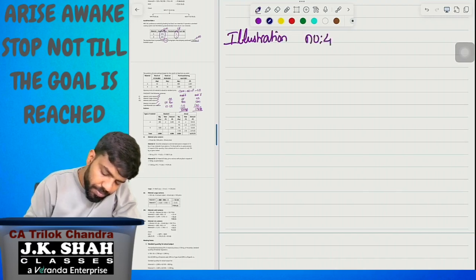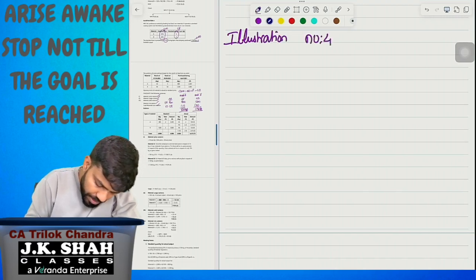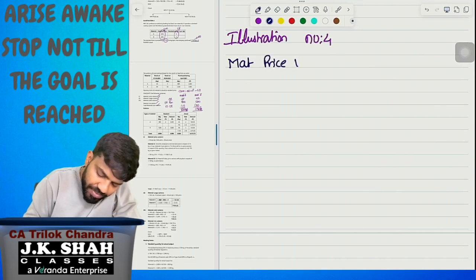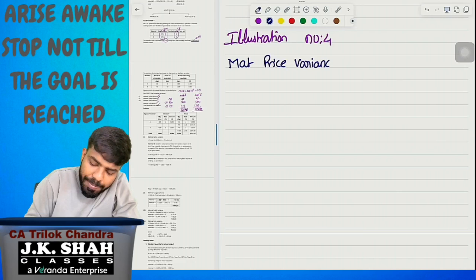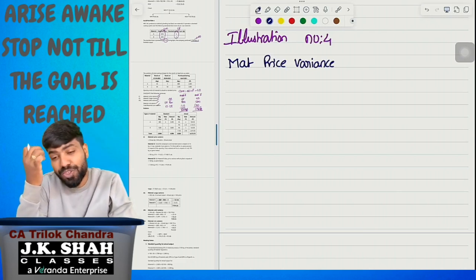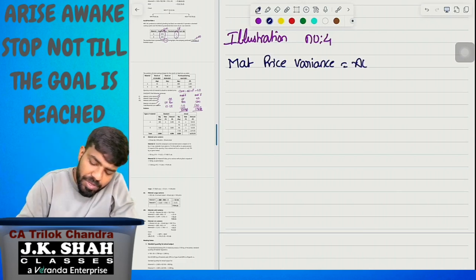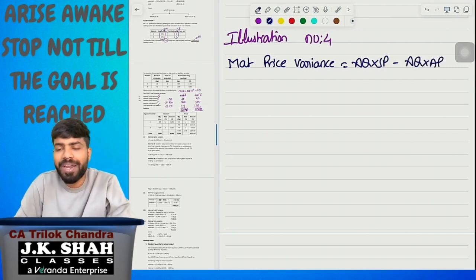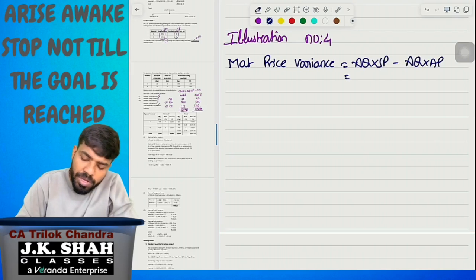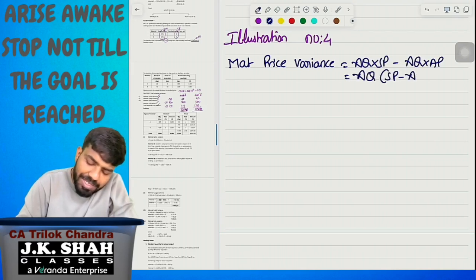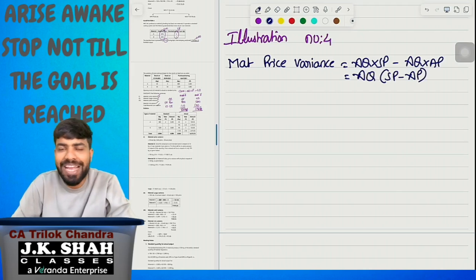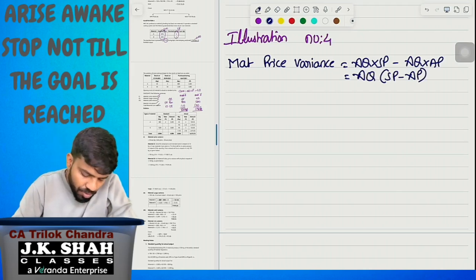Illustration number 4. Look at here. First, material price variance. What is the formula? Material price variance is 3 minus 2. What is 3? AQ into SP minus 2, AQ into AP. AQ into SP minus AQ into AP, which equals, out of these two, take the common AQ. Then it becomes standard price minus actual price. Standard price minus actual price. Are you understanding? Now look at the question.